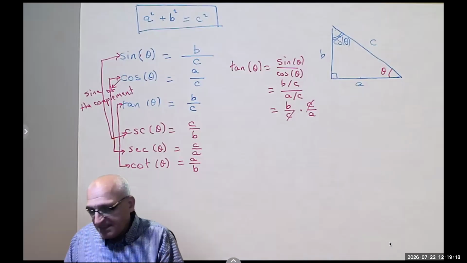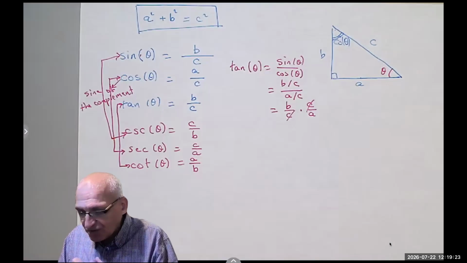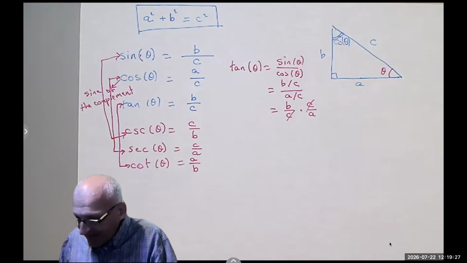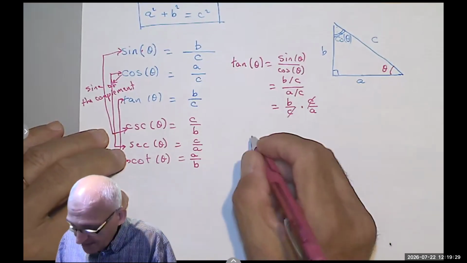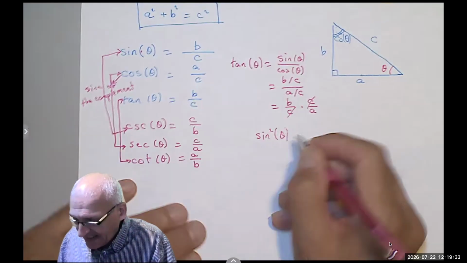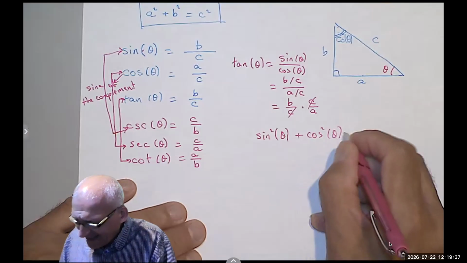Maybe it's not time to introduce that now, but I'm going to say that if I add the square of the sine of any angle to the square of its cosine, what do I get?